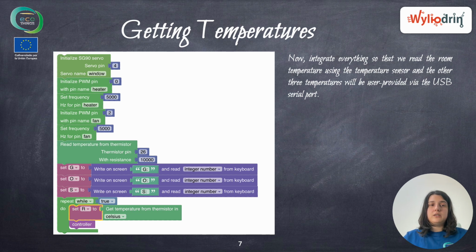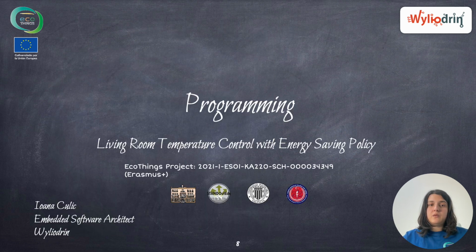And now we introduce this whole thing in the application, where we have a loop that keeps on reading the temperature coming from the sensor. We have the TMP36 sensor. And then we have the other three temperatures read on the serial port from the user. Basically, we want to read from the user the outside temperature, the ground temperature, and the set point. And once we have all these three temperatures, we call the controller function that will actuate accordingly. So in this application, we implemented an energy saving policy to control the temperature in the living room inside our intelligent house.